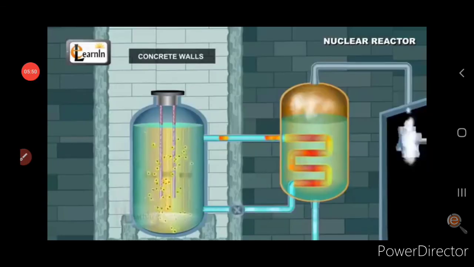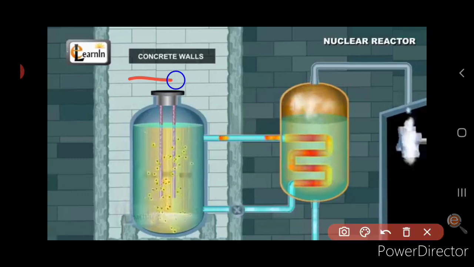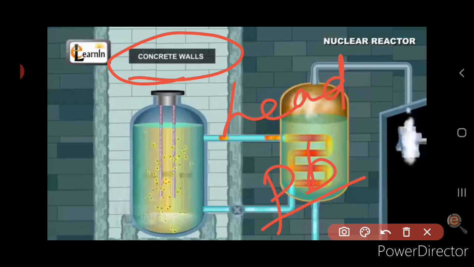The next important component of the nuclear reactor is the concrete wall or the protection wall. A thick concrete lead wall is built around the nuclear reactor in order to prevent the harmful radiations from escaping into the environment or the surroundings.